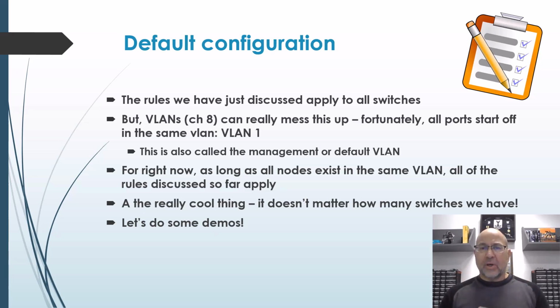By default, all ports on a Cisco switch wind up in VLAN 1. This is also called the management VLAN or the default VLAN. I'll add another term here, the native VLAN. At least initially, the VLANs are not going to mess up our forwarding. So for right now, as long as all nodes exist in the same VLAN, all the rules that we've discussed so far apply.